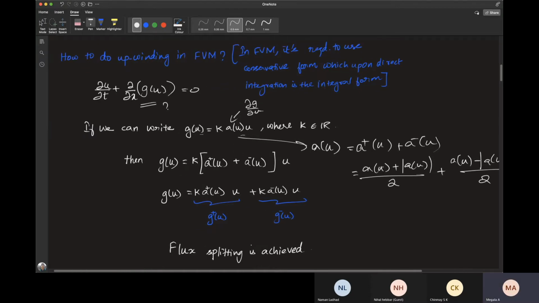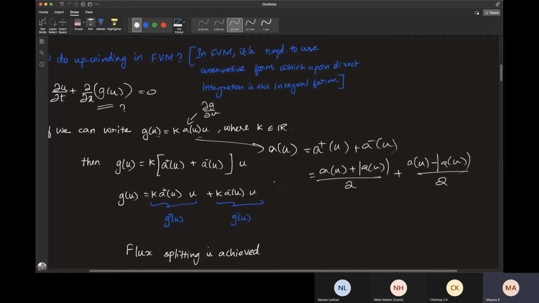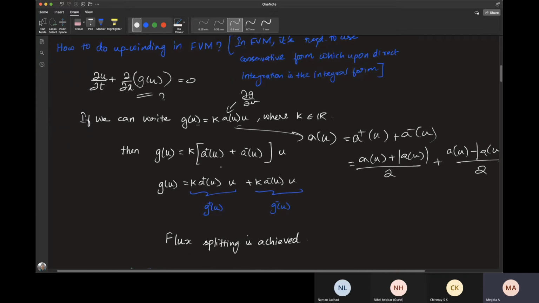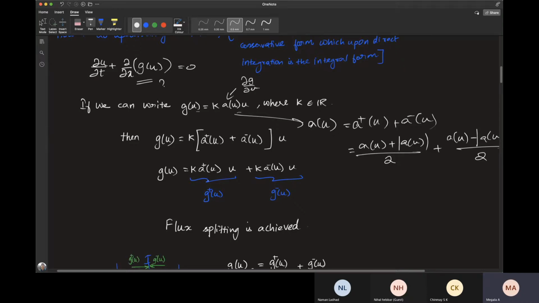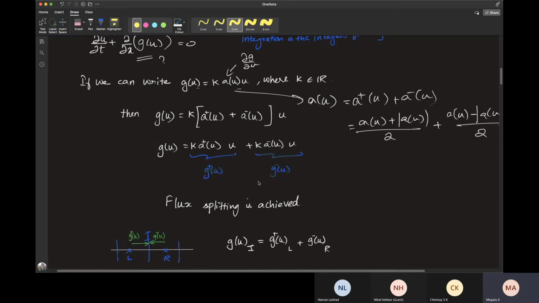So this way, a of u can be split up into positive and negative quantities. So we are substituting that split up over here, and then we can separate this. G of u can be k into a plus into u plus k into a minus into u, and this first part will be G plus, and the second part will be G minus. So here we have achieved some flux splitting. G can be split up into G plus and G minus. G plus is the positive flux and G minus is the negative flux.